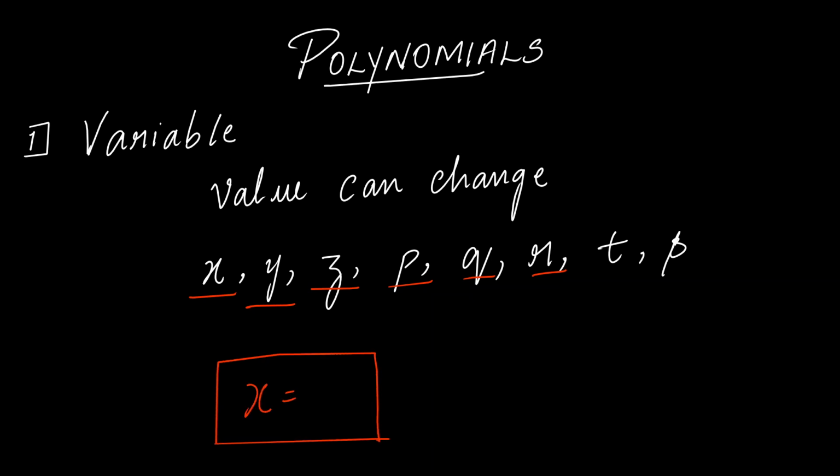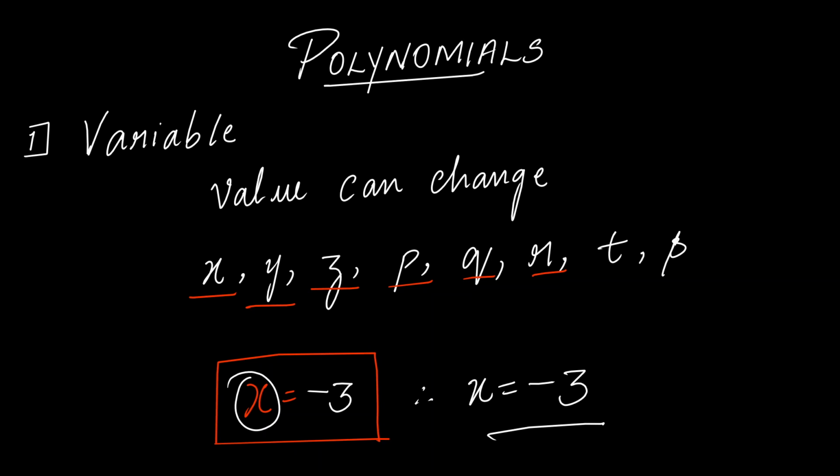For example, think of X as a box. If I put 2 inside the box, then X becomes 2. If I put 5 inside the box, then X becomes 5. If I put minus 3 inside the box, then X becomes minus 3. If you notice here, the letter X stays the same, but the value inside the box keeps on changing. So the value of X is varying. That's why it is called a variable.